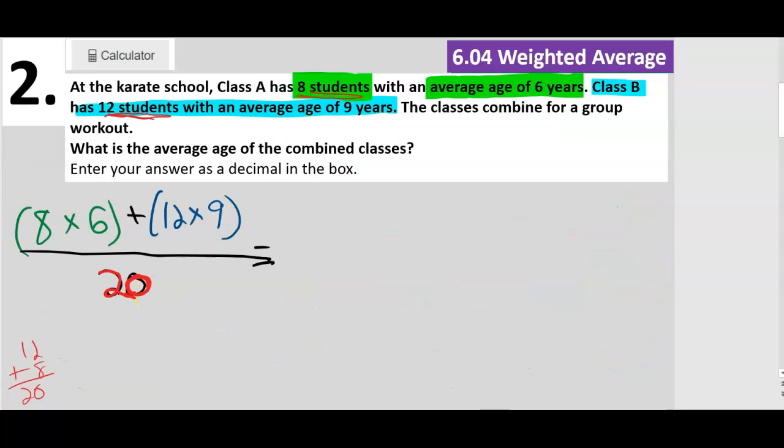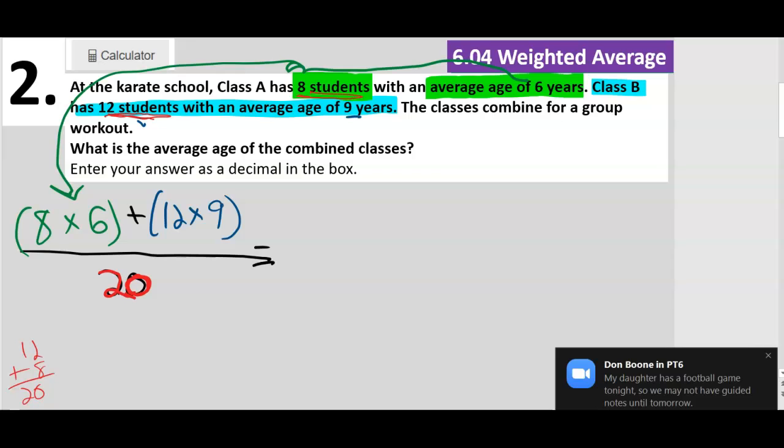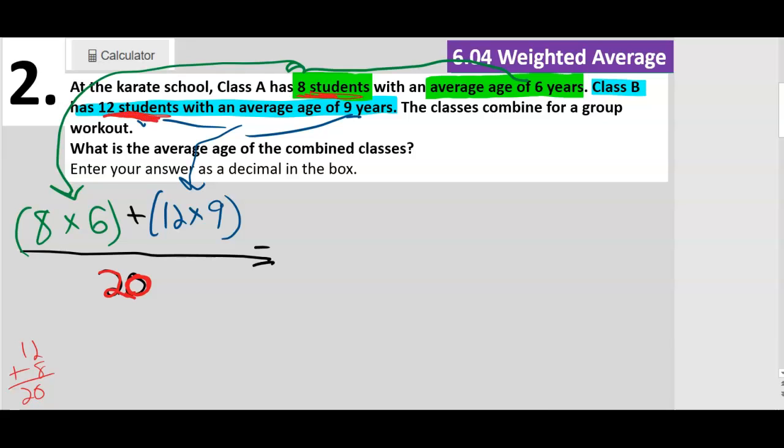Let's go. Okay, so I'm jumping right into this here, and I'm going, okay, we've got 8 students that go with 6 years, so I did 8 times 6 here. Then we have 12 students that go with 9 years, so I did 12 times 9 here. And what is the total number of students? I want to be careful with that, so I'll make sure I use the correct numbers: 12 students and 8 students. Put them all together right here at the bottom. 12 plus 8 is 20 students. That's where this 20 comes from.